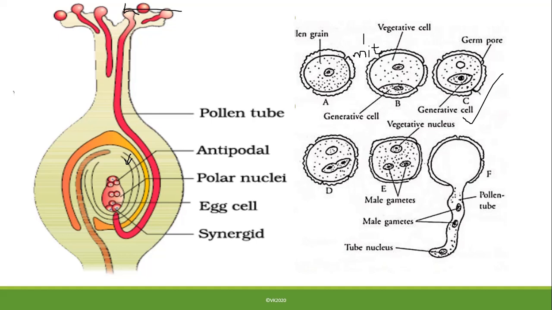However, sometimes this generative cell divides again, so we have a second mitotic division and it gives rise to three cells, wherein these two cells which have formed from the second mitotic division are called male gametes. Now dehiscence can happen at this stage, after the second mitotic division, or even after the first mitotic division. So it can pollinate either in the 2 cell stage or in the 3 cell stage.